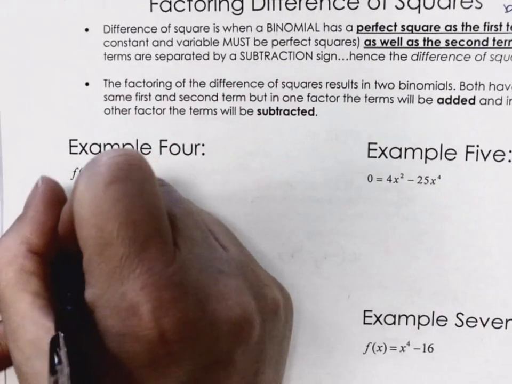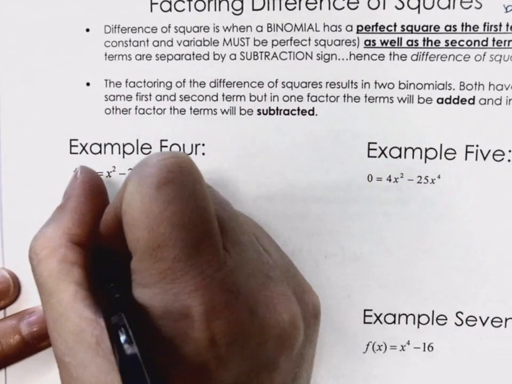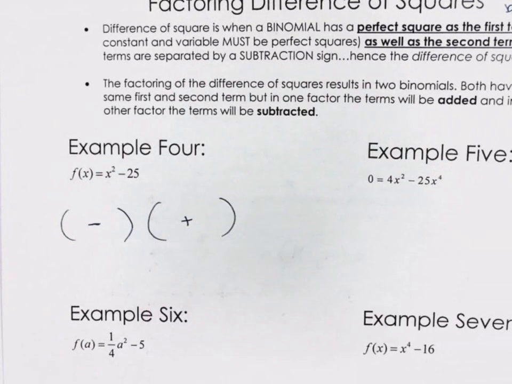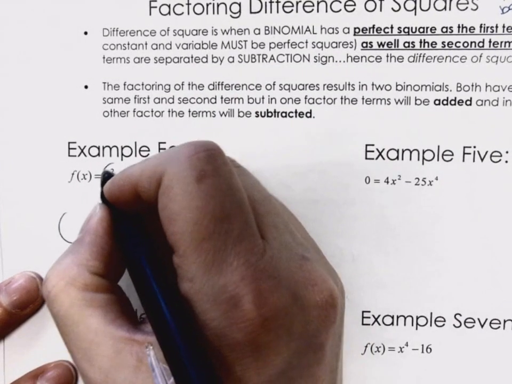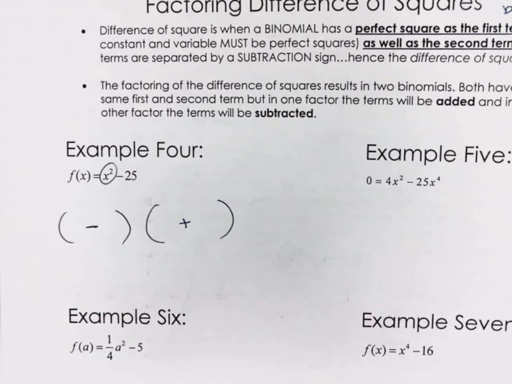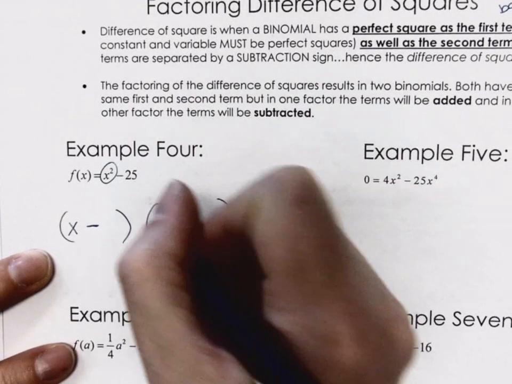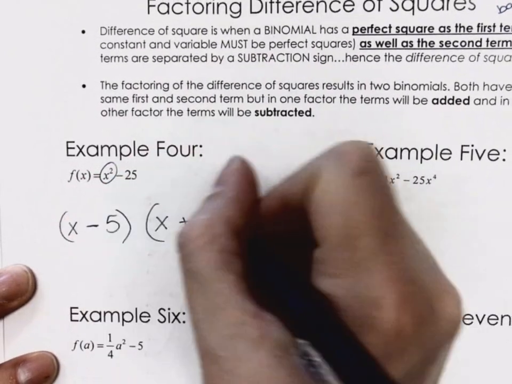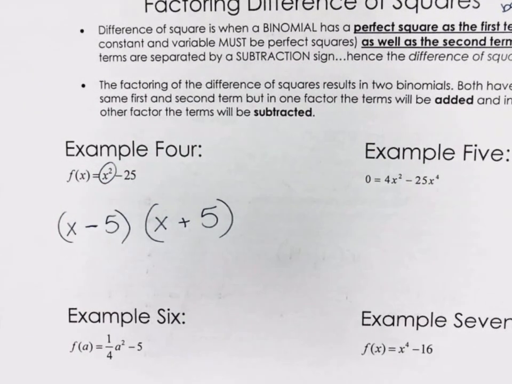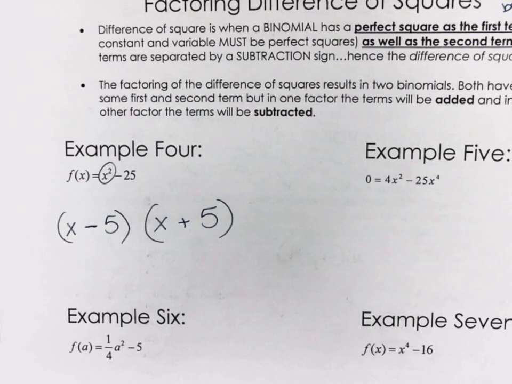So with perfect squares, you have two binomials. One's going to be a subtract, one's going to be an add. You take the front term, you square root it. What's the square root of x squared? X, so an x goes here, and x goes here. What's the square root of 25? It doesn't matter, because you're multiplying, you can switch them. Okay?